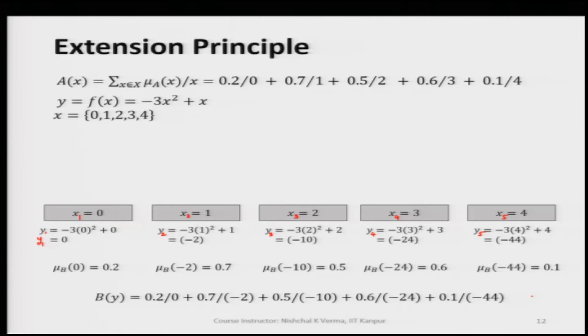So, what we have here is y 1 is equal to 0, y 2 is equal to minus 2, y 3 is equal to minus 10, y 4 is equal to minus 24, y 5 is equal to minus 44. What else do we need to write the transformed fuzzy set, that is capital B of small y? We already have y 1, y 2, y 3, y 4 and y 5 computed by using the mapping function. So, we now have to find mu B of x 1, mu B of x 2, mu B of x 3, mu B of x 4 and mu B of x 5.